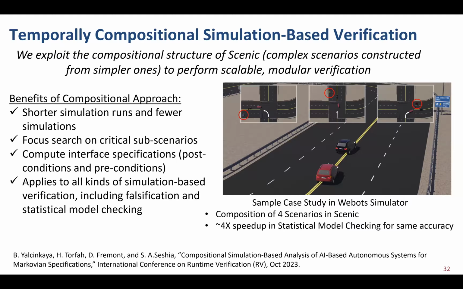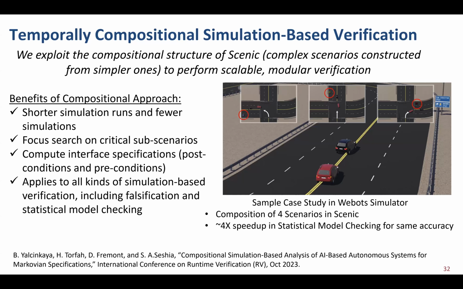So that's the scenario. Now, this scenario in Webots can take several seconds to a minute to simulate. But what you can do is chop it up into sub-scenarios. The initial sub-scenario is the approach to the intersection. Then one sub-scenario is going left, another is going straight, and the third is going right. And you can construct that in Scenic. Then you can run falsification on the individual segments in parallel.